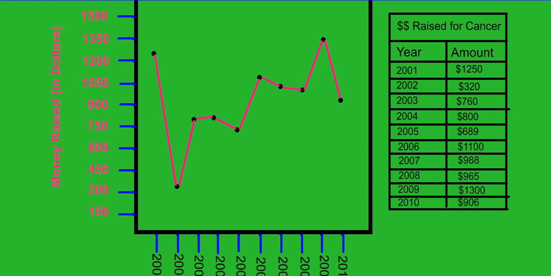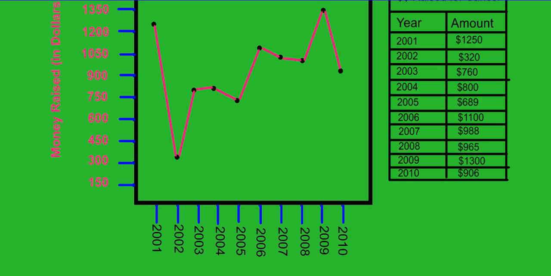Now let's think of a couple statistical questions. I'll think of a couple and ask them for you. And then you can think of a couple and ask your neighbor and see what they come up with for the answer. My question would be, when was the most rapid decline in the amount of money raised? In what year did it decline the most? Excellent, 2002. We can see that it declined very rapidly from 2001 to 2002.